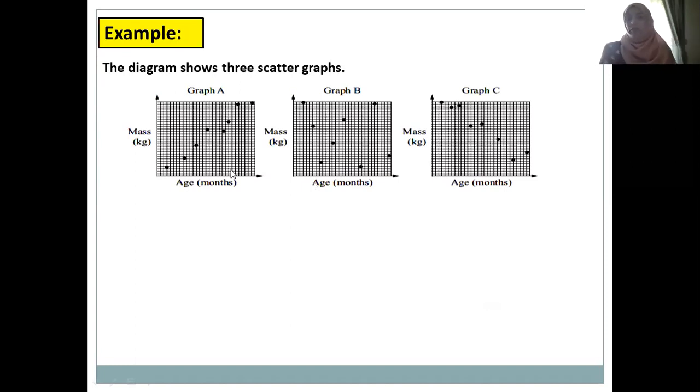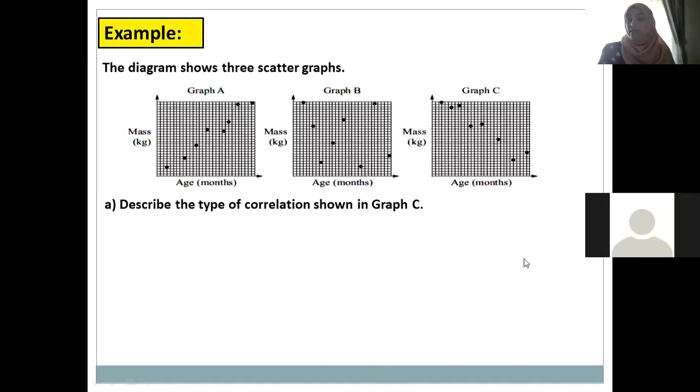So they just drew three graphs and they will ask you questions about them. Like, describe the type of correlation in part C. Who can help? What is the type of correlation in part C, regardless of what is written on the graph? Sarah Al-Asmar. Negative correlation. It's negative correlation because you can see the trend is in general decreasing. As the age here, for example, increased, the mass is decreasing. Okay, that's great, Sarah.